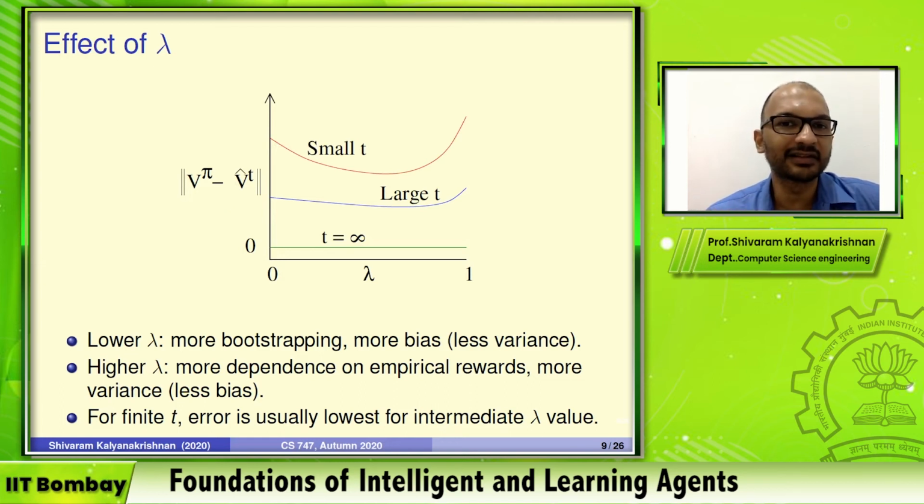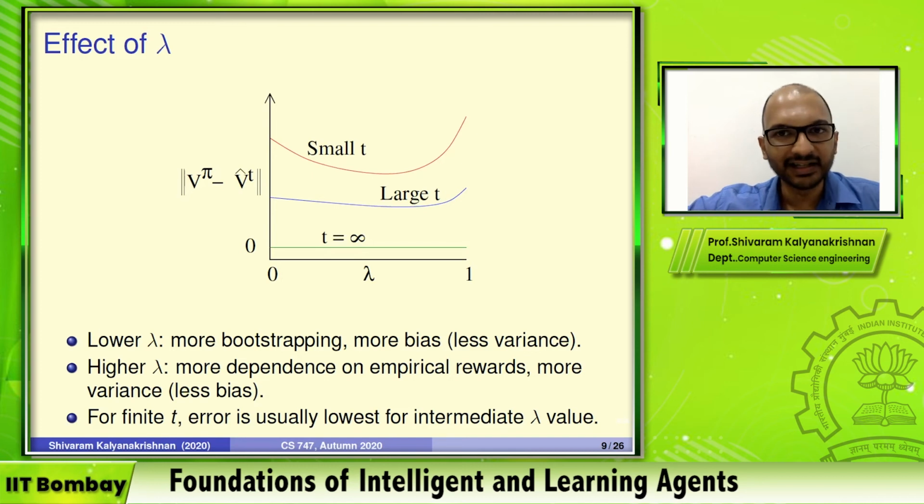The reason this happens is that at lambda equal to 1, you're only using Monte Carlo returns, and there's going to be a lot of noise in these returns. You are going through a stochastic process that is adding some amount of stochasticity at each step.